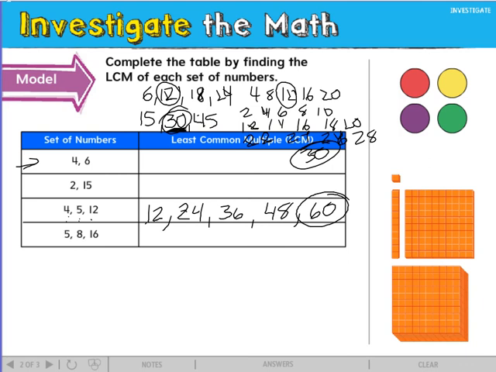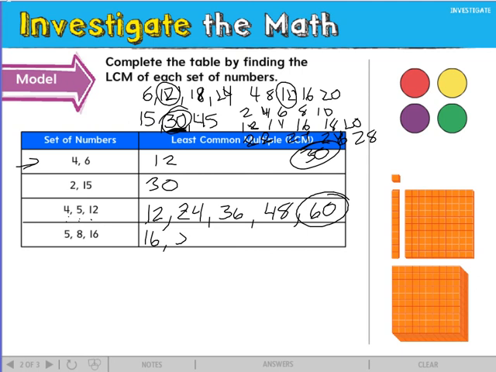Okay? So right now we have 12 here, 30 here, and 60 here. Next, same thing. I have 3 numbers. I'm going to start with the largest number, 16. Does 5 go into 16? No. Moving on. What comes after 16?